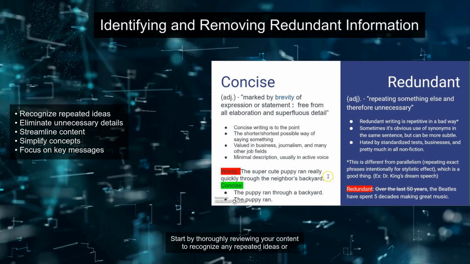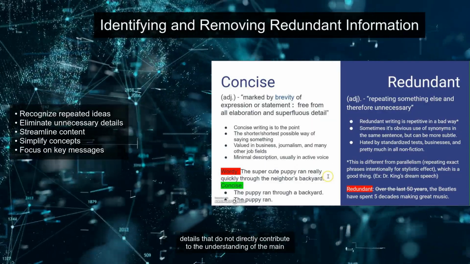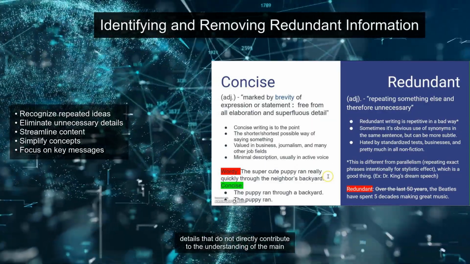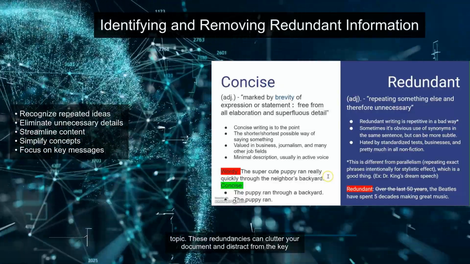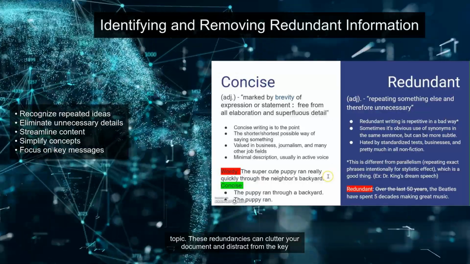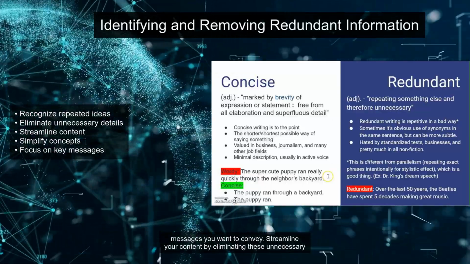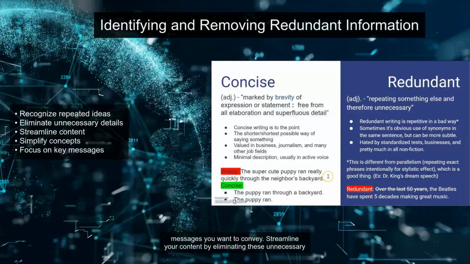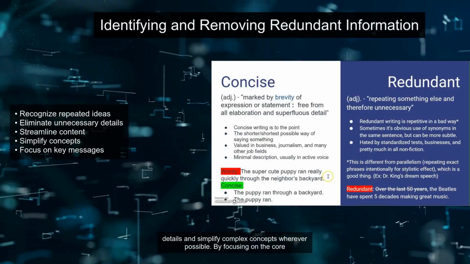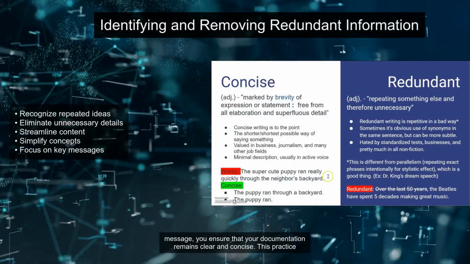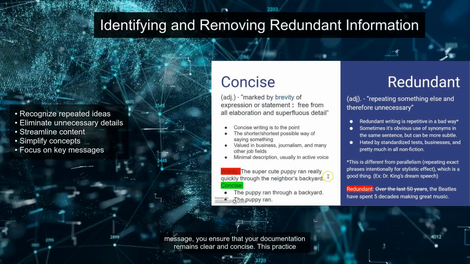A critical step in minimalist documentation is identifying and removing redundant information. Start by thoroughly reviewing your content to recognize any repeated ideas or details that do not directly contribute to the understanding of the main topic. These redundancies can clutter your document and distract from the key messages you want to convey. Streamline your content by eliminating these unnecessary details and simplify complex concepts wherever possible. By focusing on the core message, you ensure that your documentation remains clear and concise.